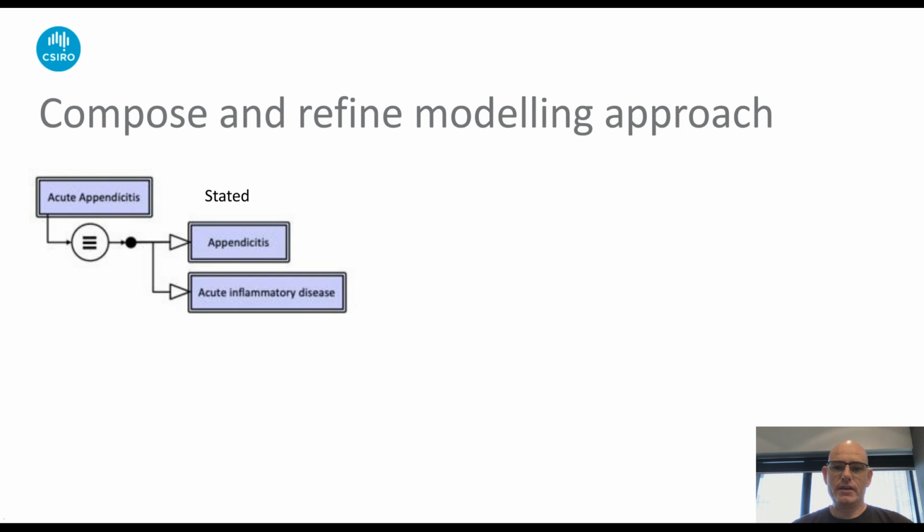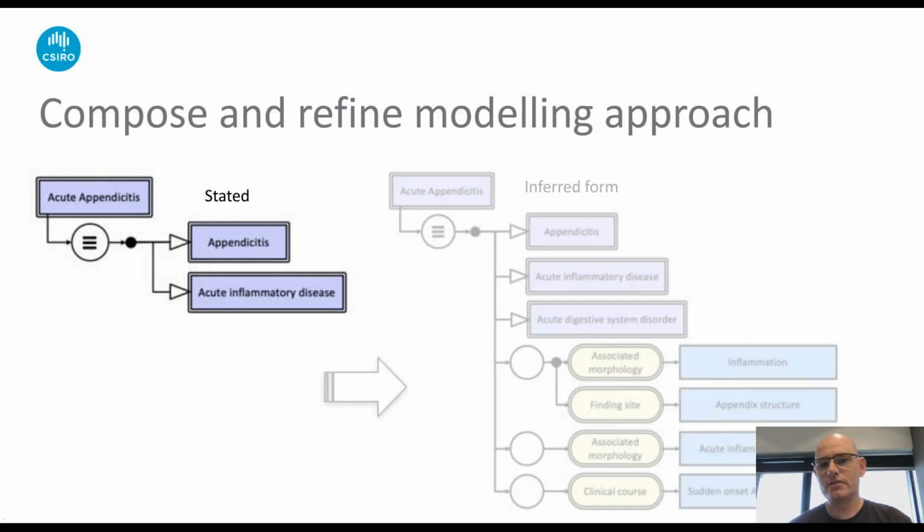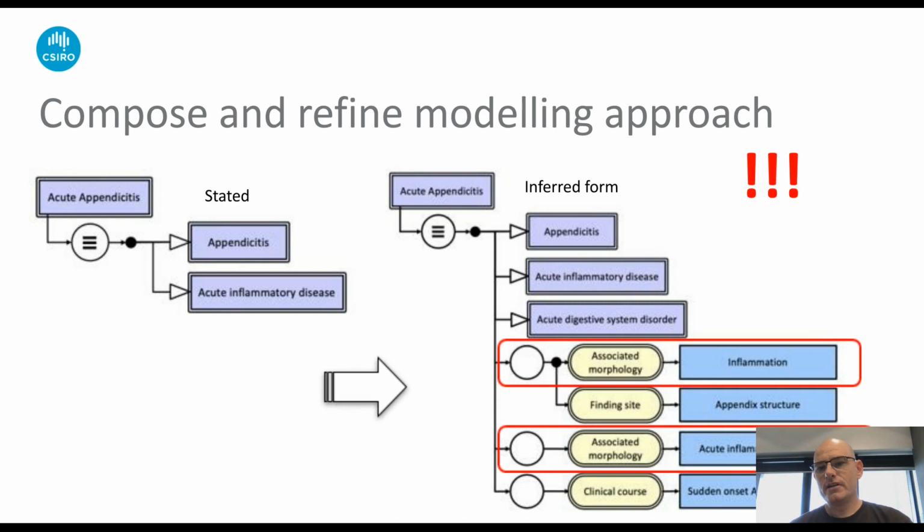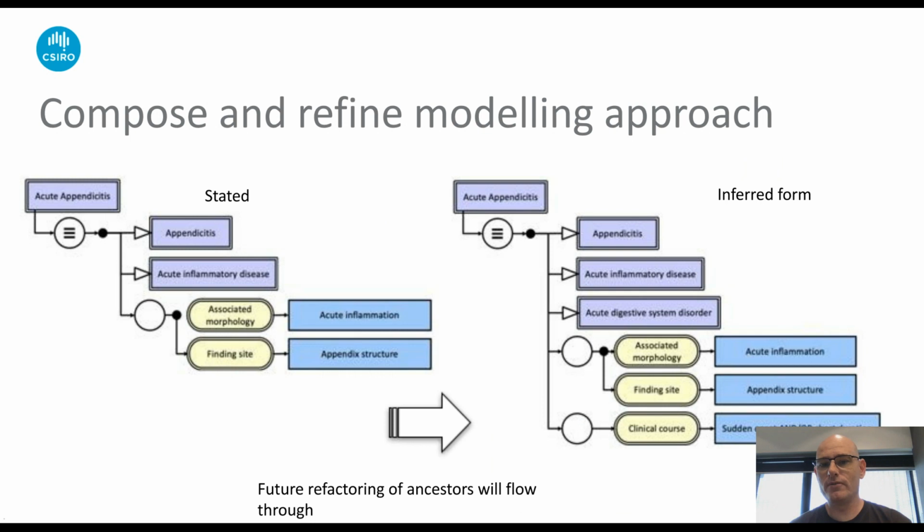So if we take the kind of compose refine modelling approach that I mentioned earlier, we can take a sort of naive first position here of saying that acute appendicitis is an appendicitis and it's also an acute inflammatory disease, and see what happens. So obviously, when we classify that, we'll find that we've got a problem here, which is that the role grouping hasn't worked out between the associated morphology of inflammation and the acute inflammatory morphology. So that's a trigger for us to go and try and fix that, which I'll show on the next slide. Interestingly, also, we picked up an unexpected parent here of acute digestive system disorder.